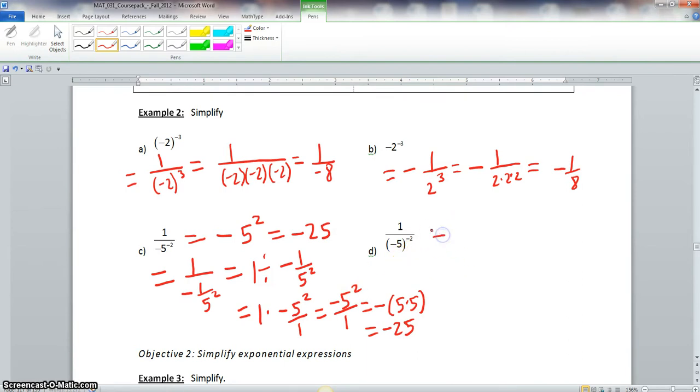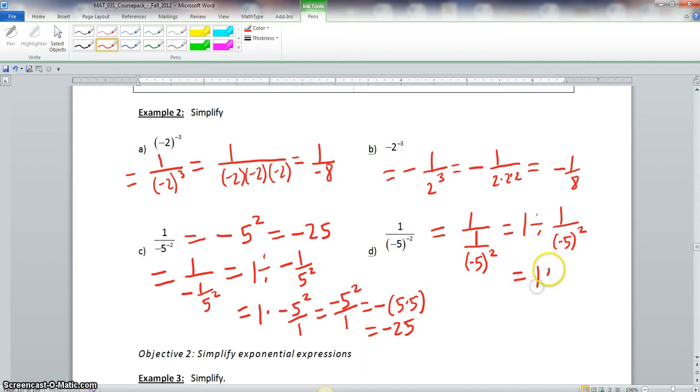Now D, it's the same thing. We will have 1 over, this would end up being 1 over parenthesis negative 5 parenthesis squared. So this would be 1 divided by 1 over parenthesis negative 5 squared.